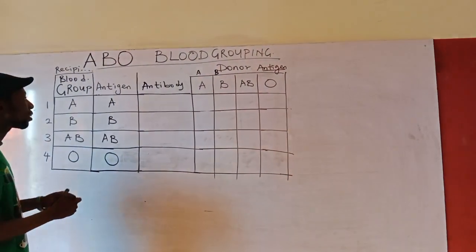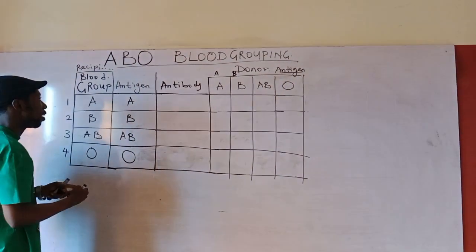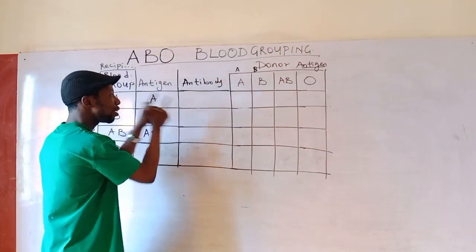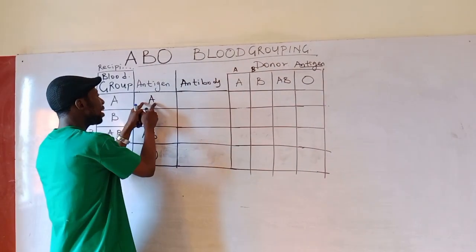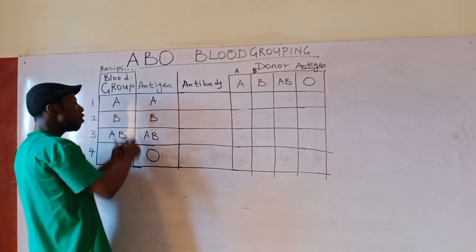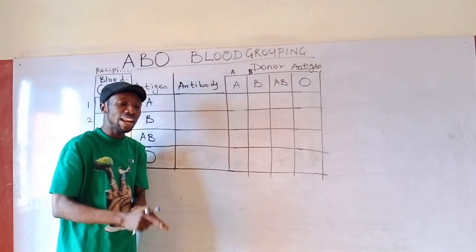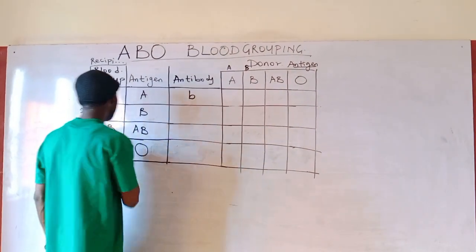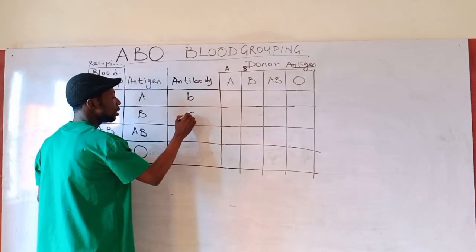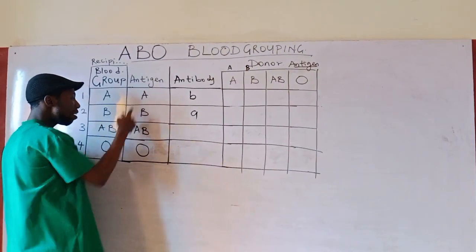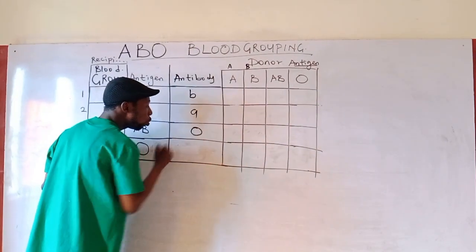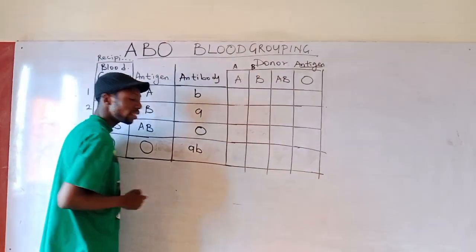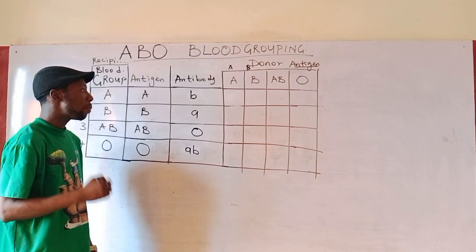So here we are going to look at the antibody of each of these blood groups. According to Landsteiner, blood group A should not have antibody A. They cannot stay together, because the antigen A here will react with the antibody. So every blood group will not have similar antigen with that of the antibody. Blood group A here has antibody B. Blood group B here has antibody A. Blood group AB, we have antigen A and B, there is no antibody. Blood group O has antibody A and antibody B in their blood plasma.